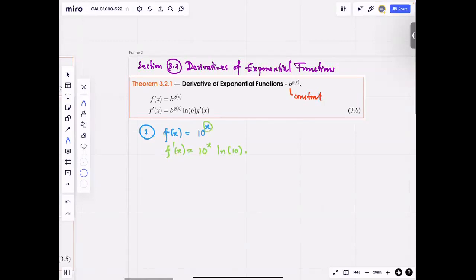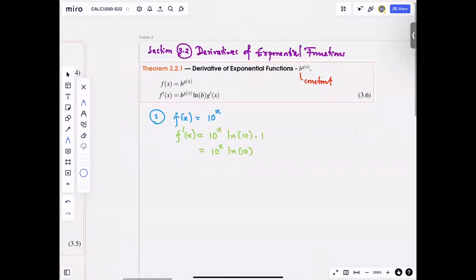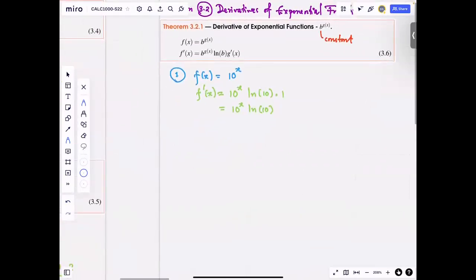Derivative of the top function here. What is the derivative of x? The derivative of x is equal to 1. And that's it. So in this case, we have 10 to the power of x times ln of 10. And that is essentially the derivative. Now, they may try to confuse you and complicate things a little bit. So let's look at the second example here.